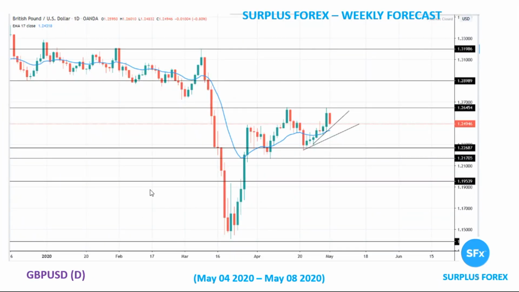For GBPUSD on a daily time frame, we see that the price is rising. It's above the EMA 17, and it's above the uptrend line as of now, sitting at 124.94, and it did touch the high point of previous resistance 126.45. And the low touch point last week was 122.68. So let's see on a 4-hour chart. As you see, I am bearish on the US dollar, so for GBPUSD I'll be bullish. So let's see on a 4-hour chart how I have done it.